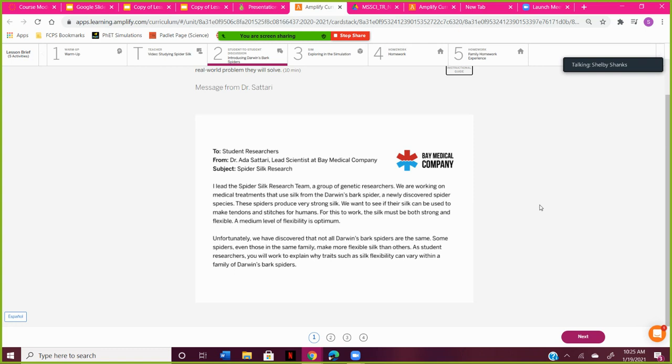Unfortunately, we have discovered that not all Darwin's bark spiders are the same. Some spiders, even those in the same family, make more flexible silk than others. As student researchers, you will work to explain why traits such as silk flexibility can vary within a family of Darwin's bark spiders. All right, so eventually we want to get to this medium level of flexibility. That is what is optimum. That's what we're searching for to help out with this spider silk research, okay?